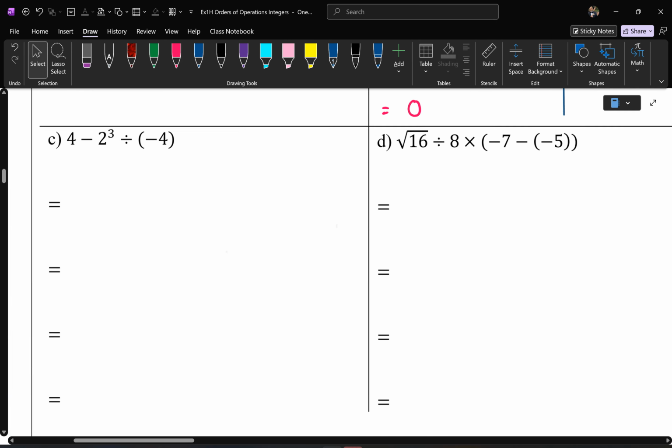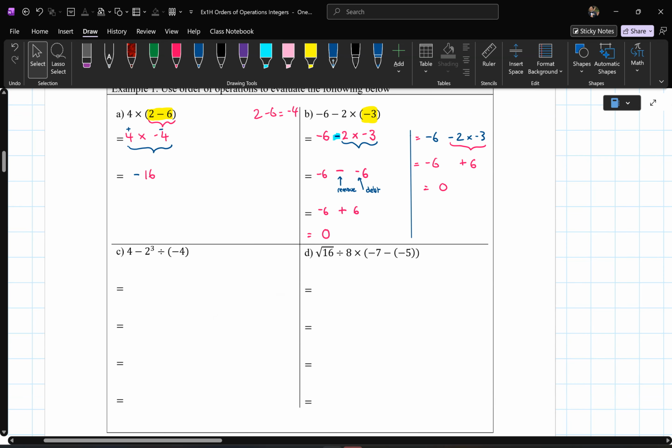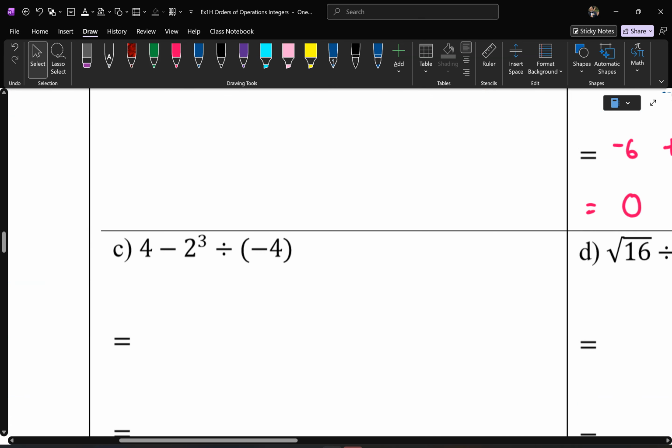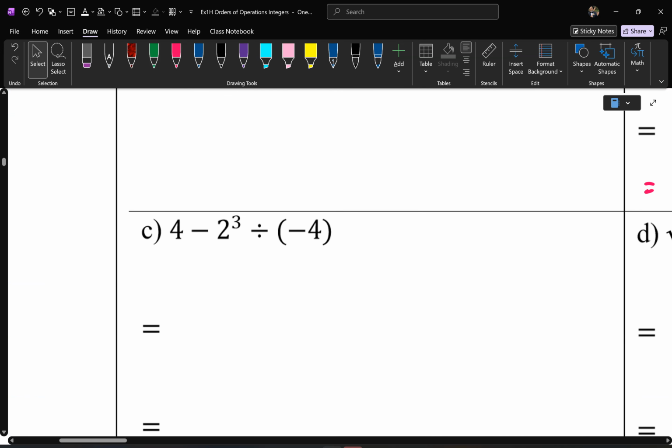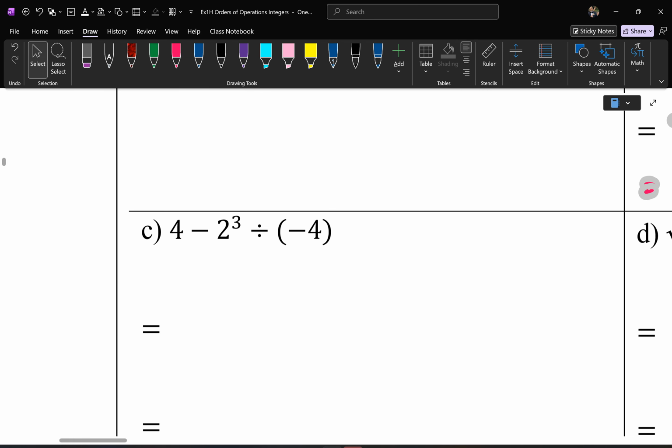All right, here we go. Let's go with the third option now. Third option. We now have 4 take away 2 cubed divided by, in brackets, -4. So again, BODMAS, which one comes first? Can I please have Rory? Which one comes first? According to BODMAS, what's the first one?